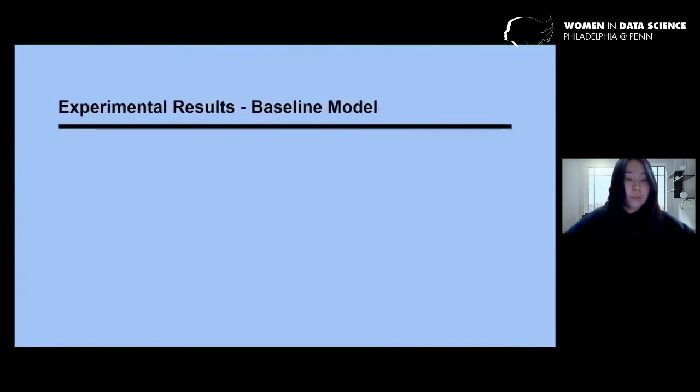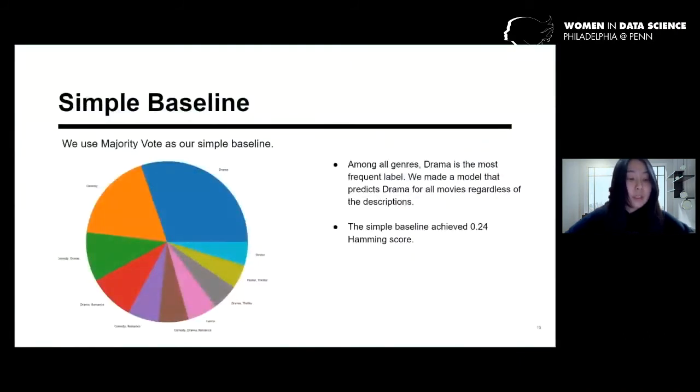Now I'll talk about the baseline model. Starting from the simple baseline model, I use majority vote. From the EDA step before, I observed that the majority class is drama, so I labeled all movies with only one class, which is drama. The baseline model achieved 0.24 Hamming score. Hamming score represents the number of labels we predicted correctly out of the union of all the predicted labels and all true labels. We can think of it as accuracy here.